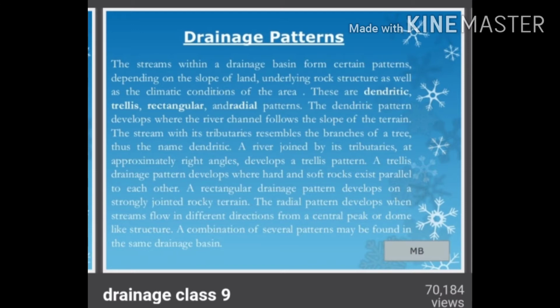A river joined by its tributaries at approximately right angles develops a trellis pattern. A trellis drainage pattern develops where hard and soft rock exist parallel to each other. Wherever the hard and soft rock appear parallel to each other, they form the trellis pattern. The rectangular drainage pattern develops on strongly jointed rocky terrain. Wherever there are rocky terrains, the erosion work will obviously be less because of the harder surface, and they form the rectangular pattern.